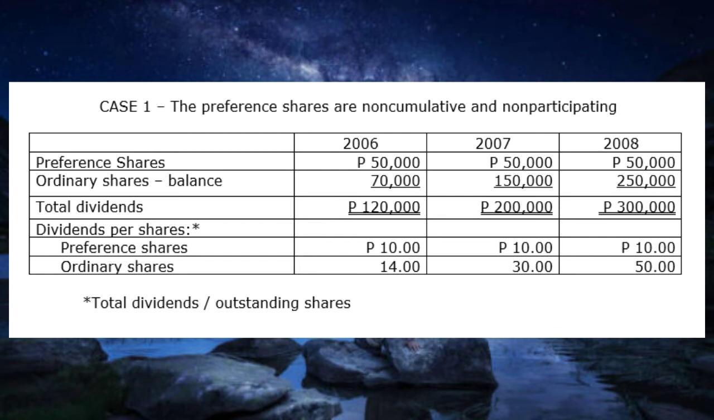Dividends per share, preference shares: 2006 is 10 pesos, 2007 10 pesos, 2008 is 10 pesos. Ordinary shares: 2006 is 14 pesos, 2007 is 30 pesos, 2008 is 50 pesos.